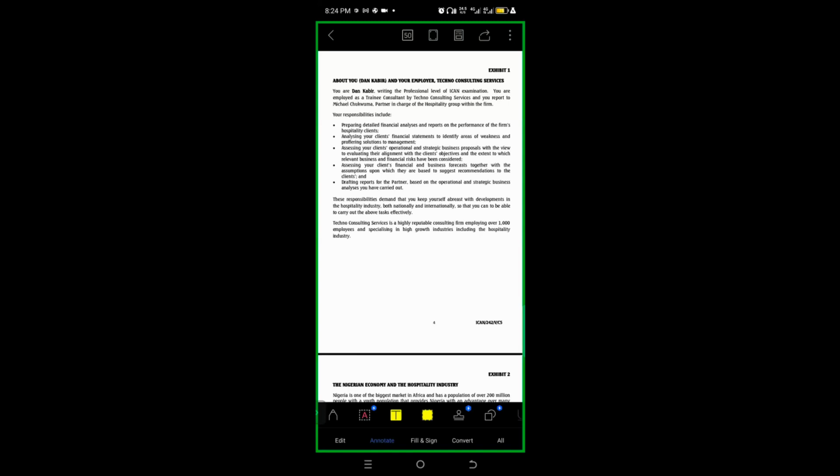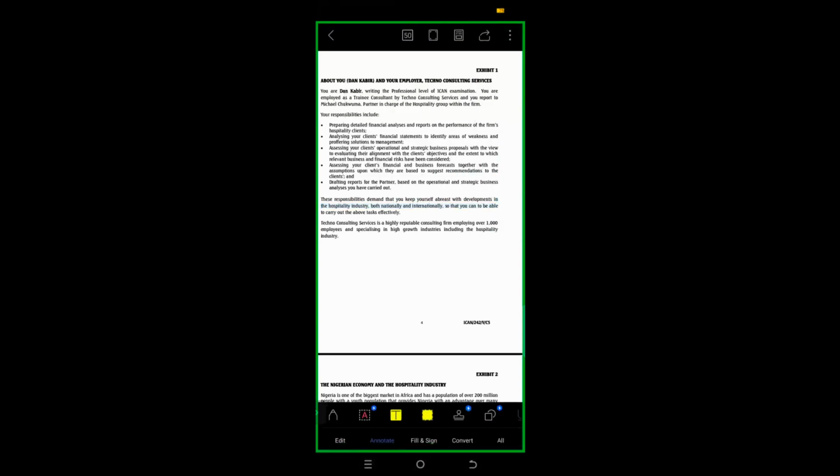These responsibilities demand you to keep yourself abreast with development in the hospitality industry, both nationally and internationally, so that you are able to carry out the above tasks effectively. Techno Consulting Service is a highly reputable consulting firm employing over 1,000 employees and specializing in high growth industries, including the hospitality industry. That's all. Thank you.